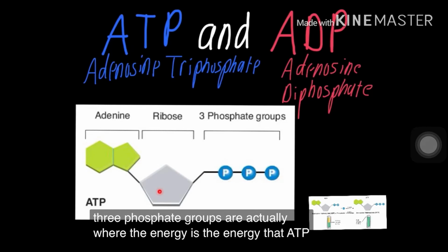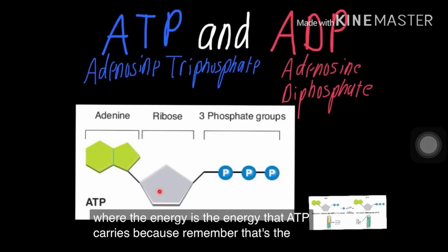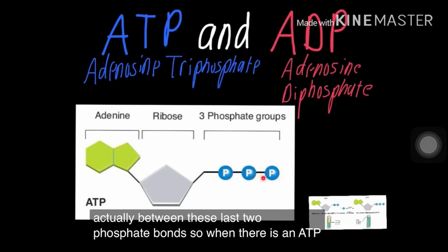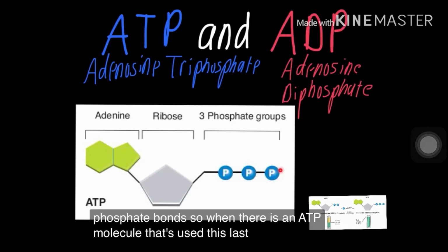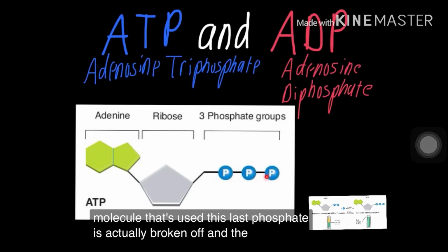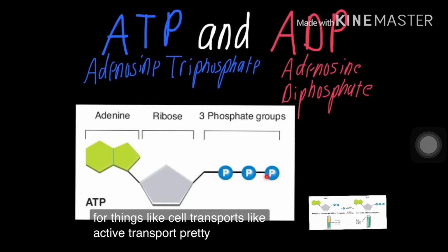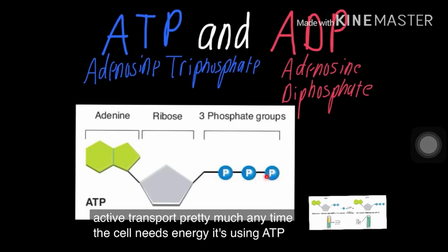The energy that ATP carries, because remember that's the whole purpose of ATP, it's the energy carrier of the cell. The energy is actually between these last two phosphate bonds. So when there is an ATP molecule that's used, this last phosphate is broken off, and the energy in that bond is what's used to power whatever process it is that ATP is being used for in the cell. So remember, it's used for things like cell transport, like active transport. Pretty much any time the cell needs energy, it's using ATP for it.